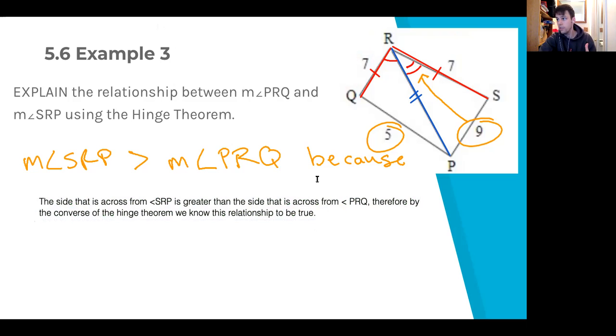All right, not the most beautiful explanation, but point being here, guys, just that I want you to write it out in full sentences, talk about how you applied the hinge theorem so that you compared the sides that were across from the angles, the bigger side was across from the bigger angle. And I even cited the particular theorem that I was using, which isn't strictly necessary, but always a good thing to do if you can.